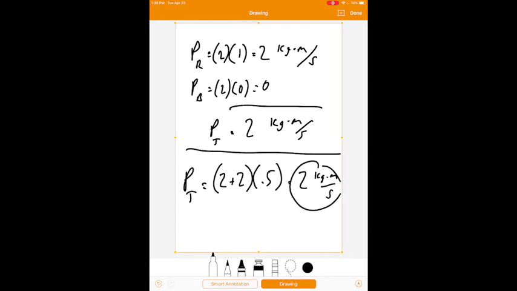So notice that the total momentum afterward is the same as the total momentum beforehand. And that's true in an inelastic collision as well as in an elastic collision.